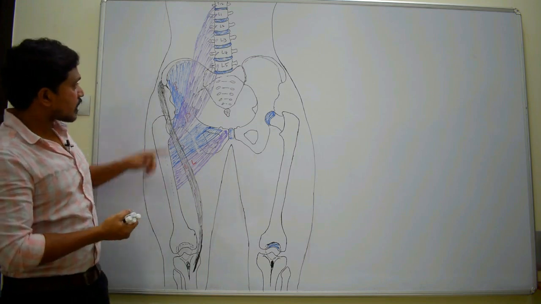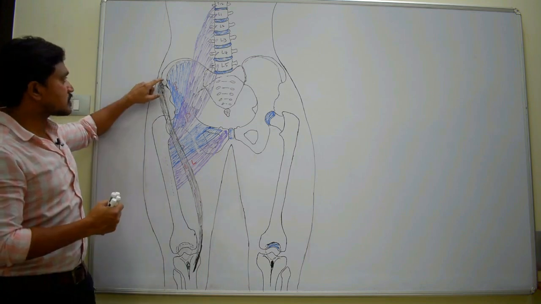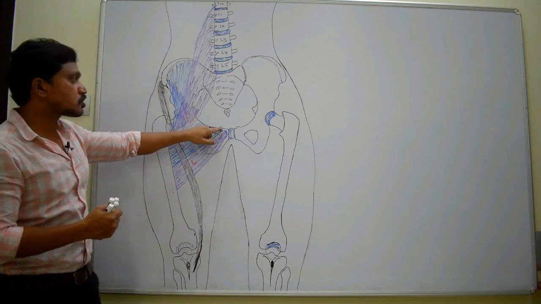Now we have to draw one ligament, the ligament which is extending from the anterior superior iliac spine to the pubic tubercle.